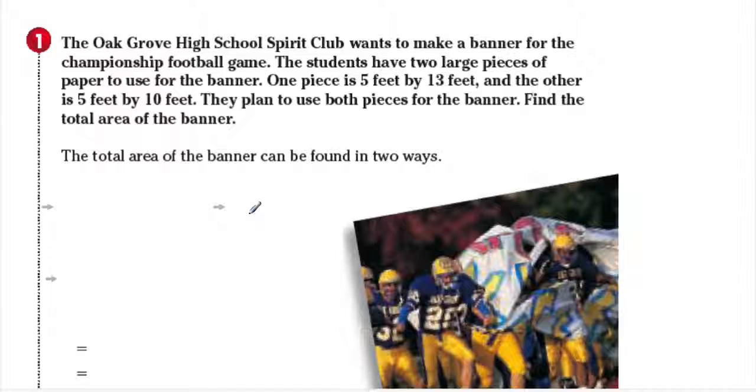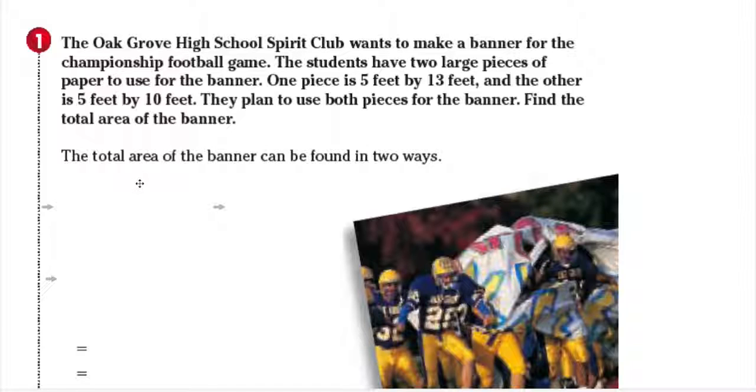The Oak Grove High School Spirit Club wants to make a banner for the championship football game. Students have 2 large pieces of paper to use for the banner. One piece is 5 feet by 13 feet and the other is 5 feet by 10 feet. They plan to use both pieces for the banner. Find the total area for the banner. The total area of the banner can be found using 2 ways.